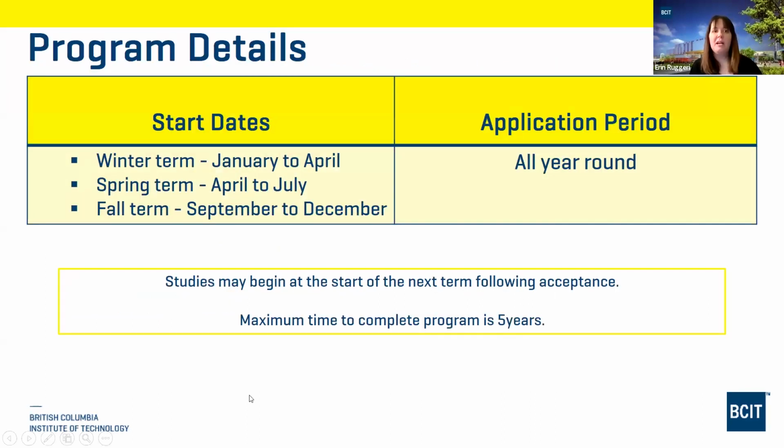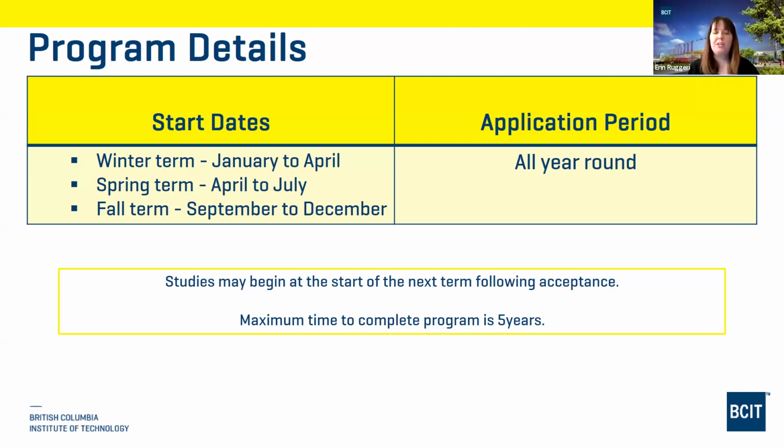So, backing up a bit, program details. As we mentioned, there are 3 terms a year at BCIT. Our winter term is January to April, spring is April to July, and our fall is September to December. Our next term coming up very soon in April, I believe we do still have some spots available for April, and then after that it's our September.